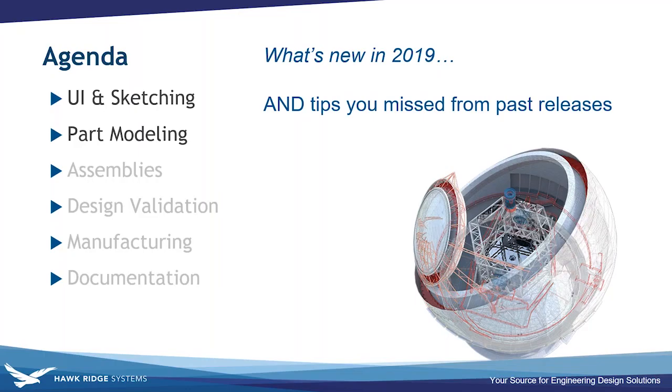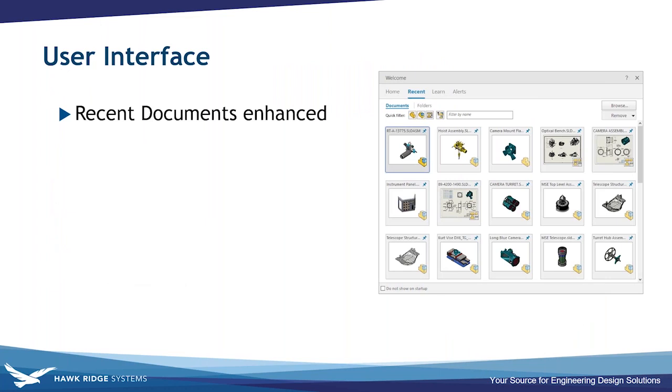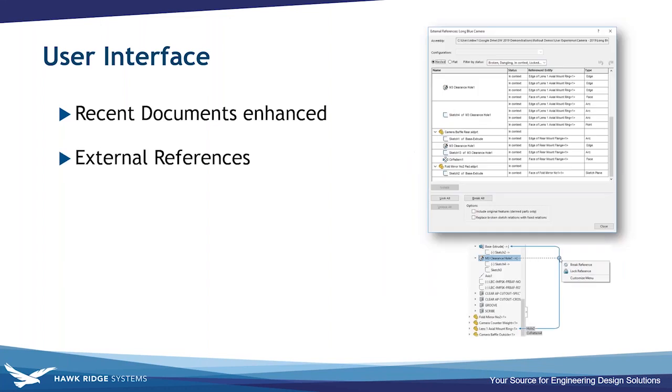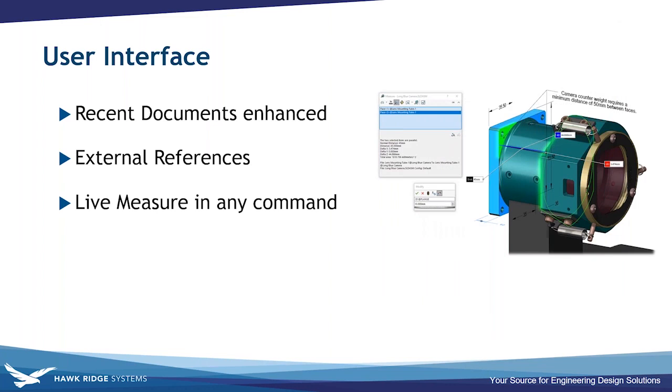I'm going to try and prove that to you based upon the UI, some sketching enhancements, and of course, part modeling. So for the user interface, the recent documents window has been enhanced. It shows more documents and has the ability to filter those documents. External references are now manageable from the feature tree, and the reference window has been revamped. You can now measure at any point in the software, whether you're in a feature's property manager or editing a dimension, the measure tool is always available. So let's take a look at some of these enhancements inside of SOLIDWORKS.